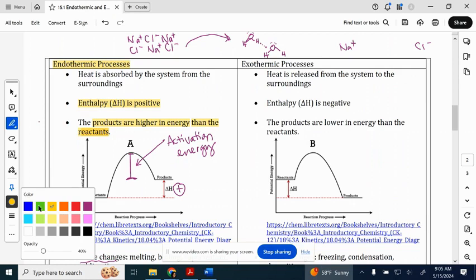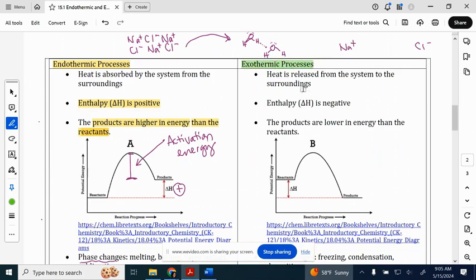trying to change my color over so it looks a little different. So exothermic processes here, heat is going to be released. So this is going to feel warm. Your enthalpy change then is going to be negative. So when we're looking at this guy right here, this is going to be a negative value. So enthalpy is negative.